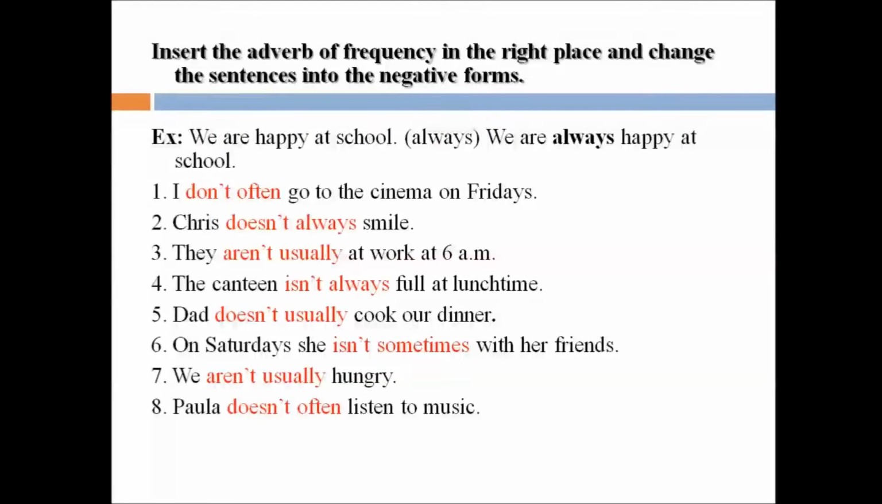Here are the examples for you. You can just have a look. I don't often go, and Chris doesn't always smile, and then they aren't usually at work, and then the canteen isn't always full. Dad doesn't usually cook, and number 6, she isn't sometimes. Number 7, we aren't usually hungry, and the last one, Paul doesn't often listen to music. That's it.